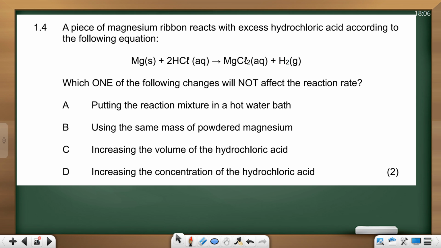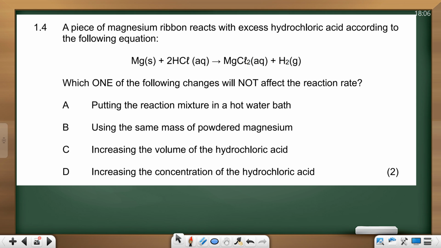There are 6 factors. You must know the 6. Listen to me carefully, then choose the answer. First, think of how many phases of matter we have. Three: solid, liquid, and gas. For solid, it's surface area. For liquid, it's concentration. For gas, it's pressure. Then we have 3 others: temperature, catalyst, and nature of reactant. Please check. There's one I didn't mention.